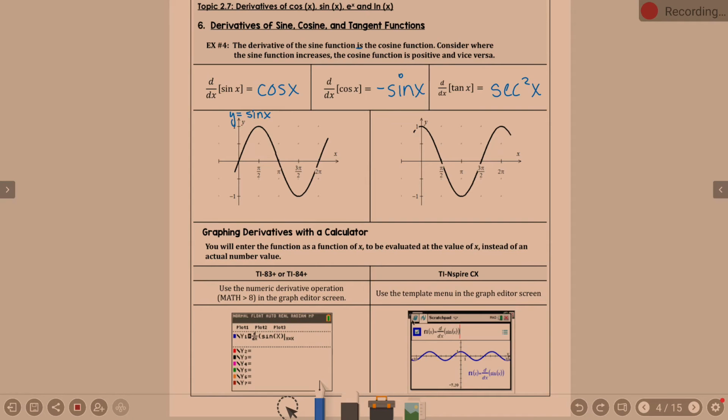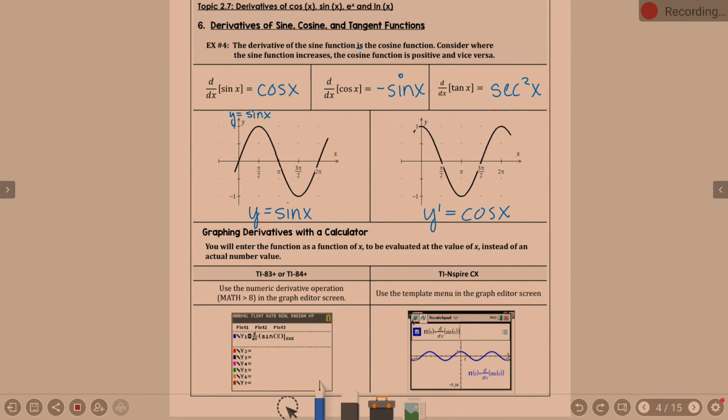Now, as we look at this, and actually I'm going to put this down here, basically what they're showing us is that this is our function graph. This over here is our derivative graph. What is this? This is cosine x, right? And so this is showing that the derivative of sine x is cosine x.